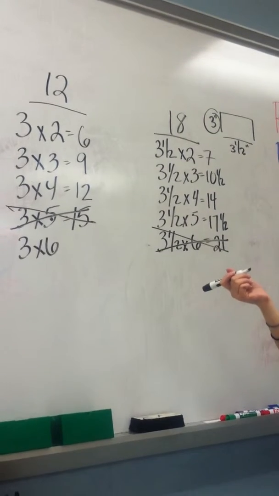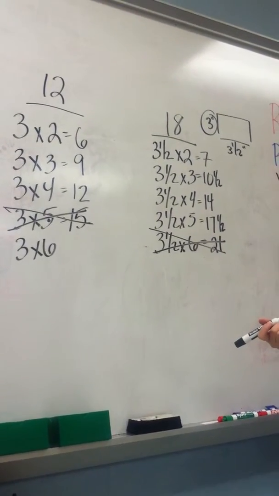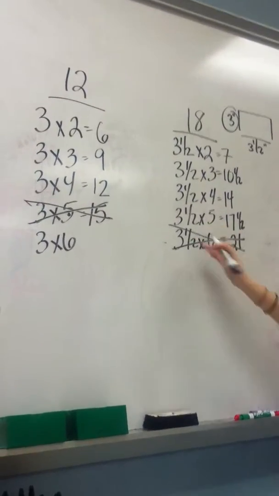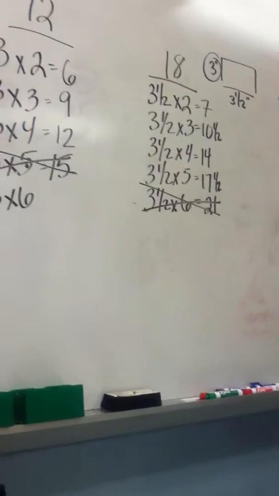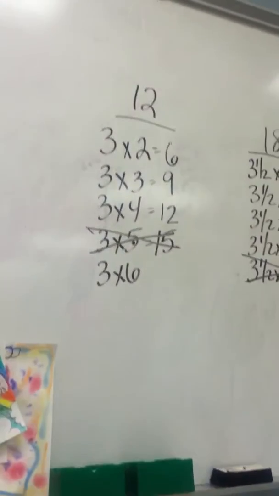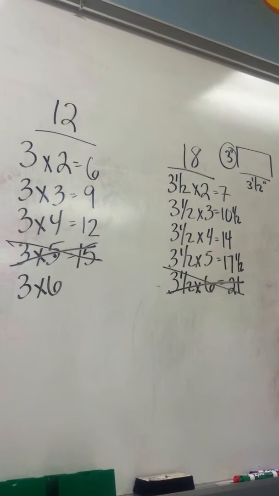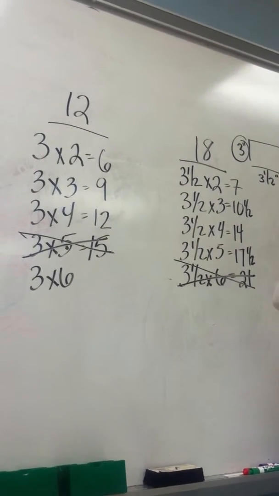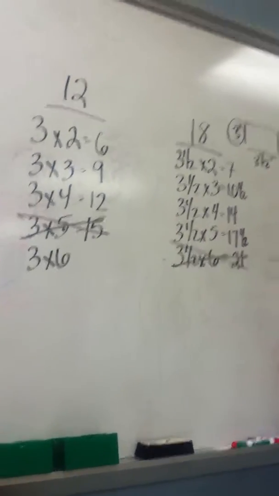What happens if you're over it by a half? Then you cross it off. If it goes over at all, if it's 18.5, you cross it off. It's gone past the 18. Okay? All right, how many of you have both of these done? Okay, some of you are still multiplying.